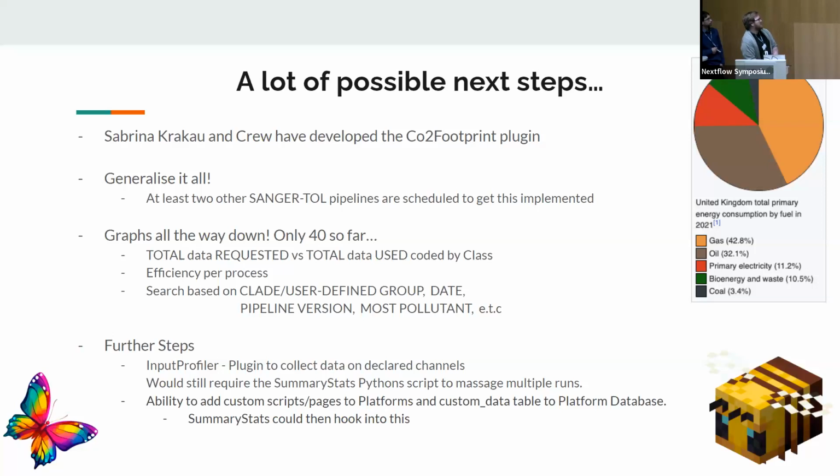And what should we do next? Should I turn this into a plugin so that it collects data on declared channels, and then stores that data somewhere in a way that we can easily stick together and create massive data frames from? And is it possible to eventually add custom scripts pages to Platforms? Platforms is already there aggregating everything. So if we could do this, then we could have my script hook into it.